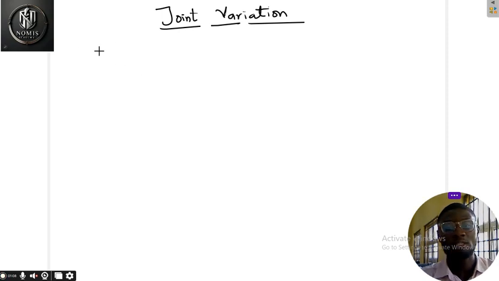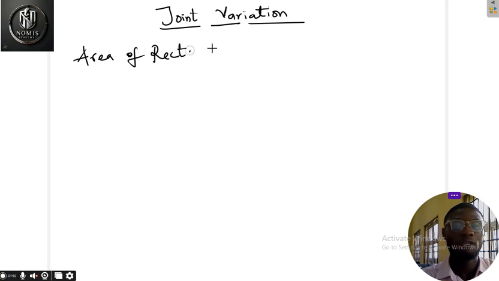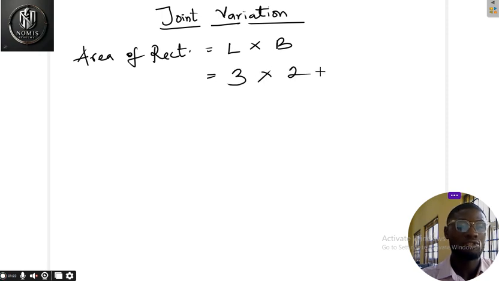What am I saying? Remember that the area of a rectangle is equal to length times breadth. So let's say the length of a rectangle is 3 and the breadth is 2. So that tells us that the area of the rectangle will be what? 6. So what happens when the length changes to 4, and let's say the breadth still remains? Will it affect the area? Yes. The area becomes 8.